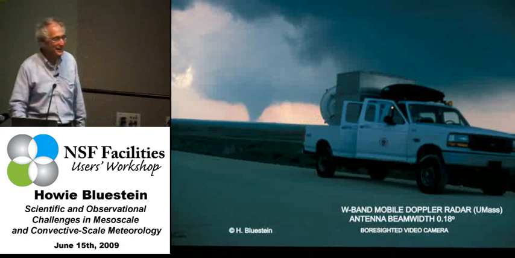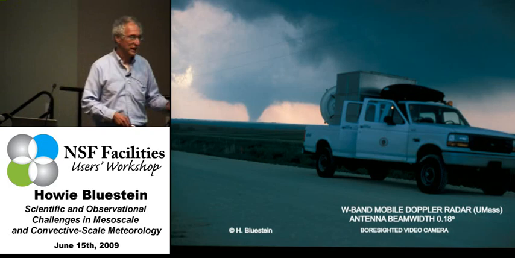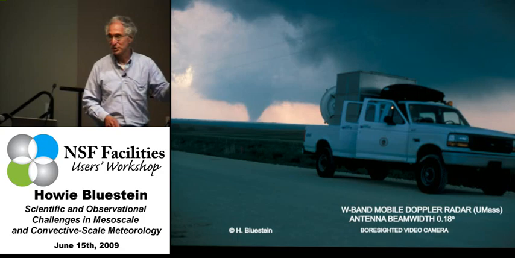Here's a W-band mobile radar from University of Massachusetts. We've been using this for years, and this has an antenna beam width of 0.18 degrees, just fine as you get. Most X-band radars have half-power beam widths on the order of a degree or so.